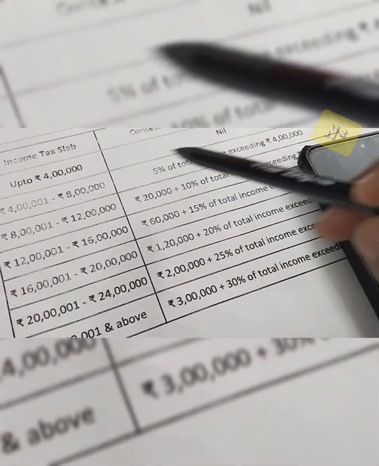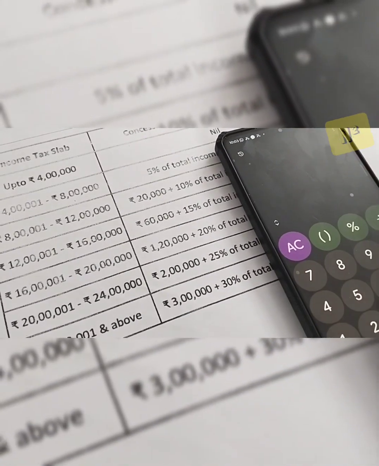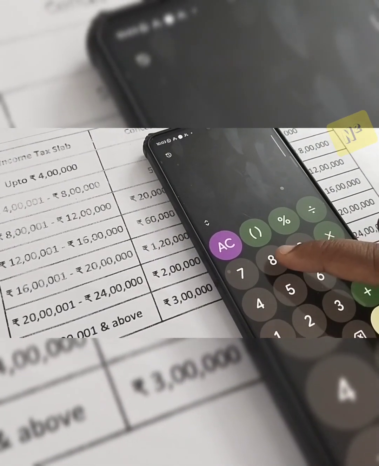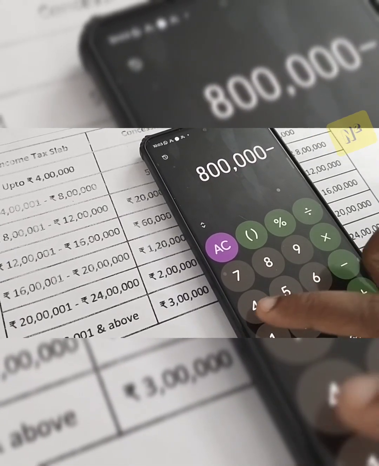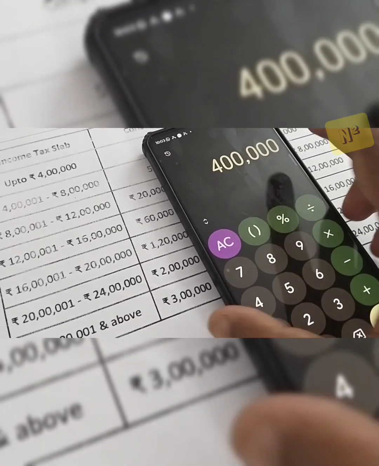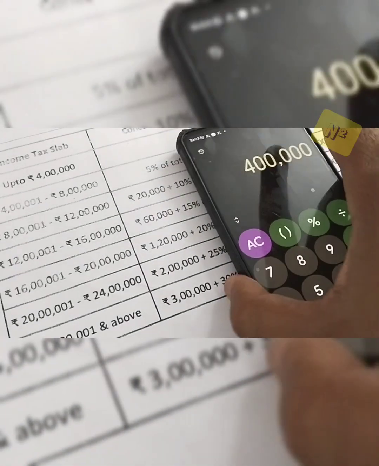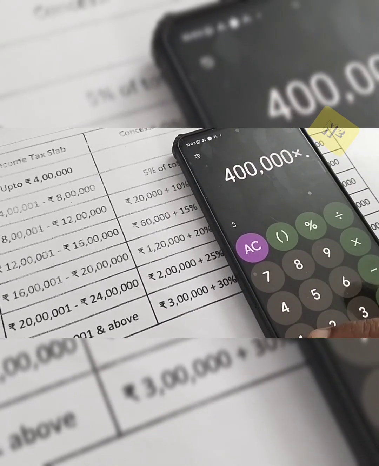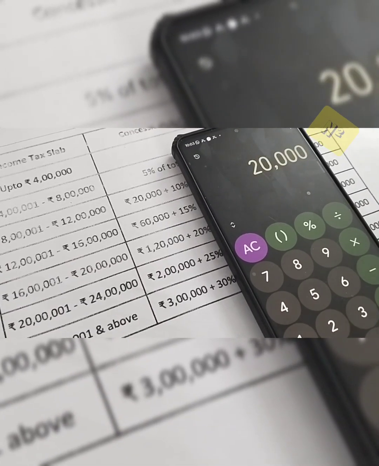That means up till 4 lakhs you don't have to pay anything as tax. So let's assume that you have a salary compiled to 8 lakhs per annum. Now let's subtract 4 lakhs from the 8 lakhs value, so you get a 4 lakh value. Now the new tax regime says 5% of the total income exceeding 4 lakhs. That means 4 lakh is the exceeding value.